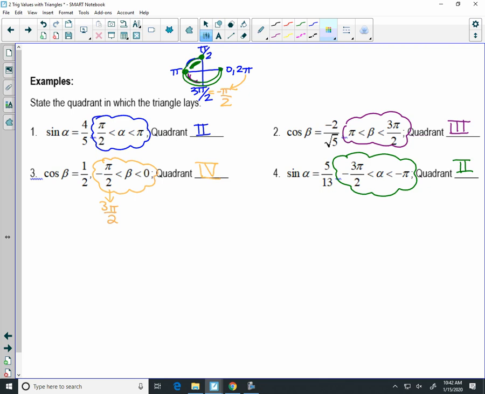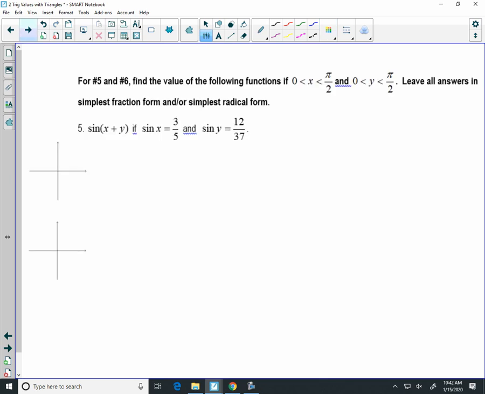Now we're going to do a problem from start to finish. It says for 5 and 6, find the value of the following functions if x and y are between 0 and 2 pi. So we're in quadrant 1 for both of these, which is nice. Try to be gentle as we start a new concept. So we're in quadrant 1. And we're finding sine of x plus y. So what I like to do to start is write out what I need. So I'm going to do that over here because we're going to do some other math over here.